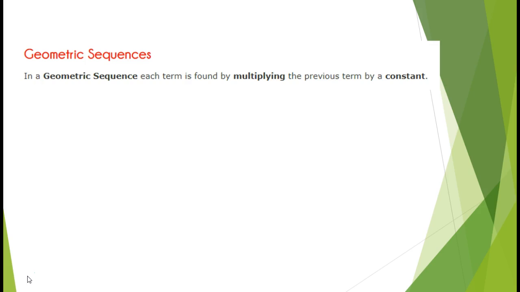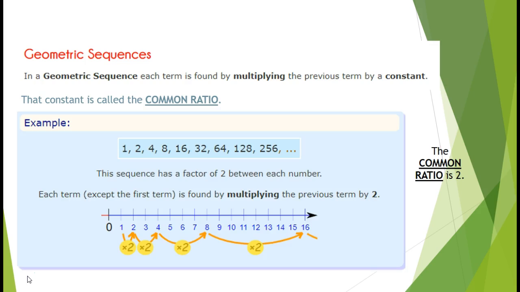So in a geometric sequence, you find each term by multiplying the previous term by a constant. That constant is called the common ratio. Now, here's an example. In this example, the common ratio is 2.